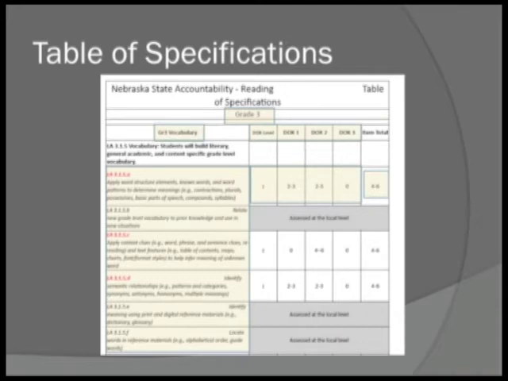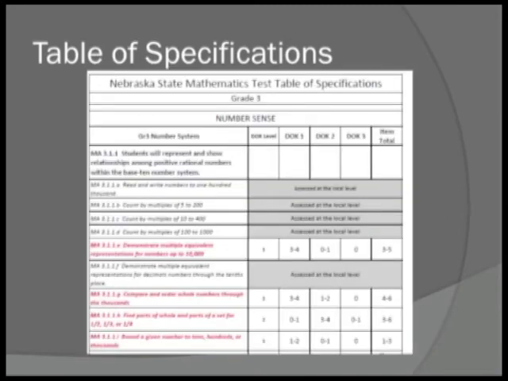the NeSA exam. There are also standards that are listed that will not appear on the NeSA assessment, but are to be assessed at the local level. As stated before, each of the core areas does have a table of specifications tied to it. Here is the mathematics table of specs for grade 3.